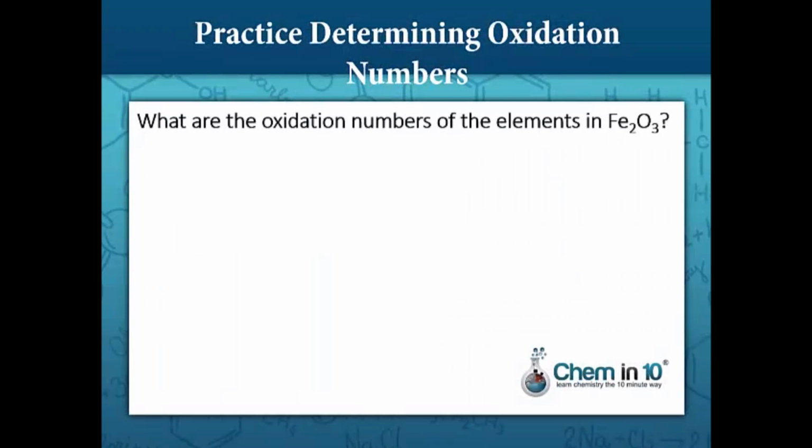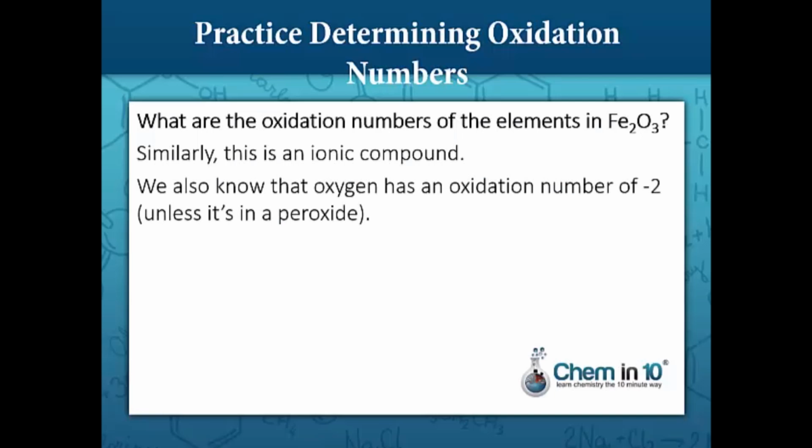What are the oxidation numbers of the elements in iron(III) oxide? This is also an ionic compound, but iron can have multiple oxidation states. Oxygen, however, is going to be -2. So 2 times the oxidation number of iron plus 3 times the oxidation number of oxygen is equal to the total charge of the compound, which is 0.